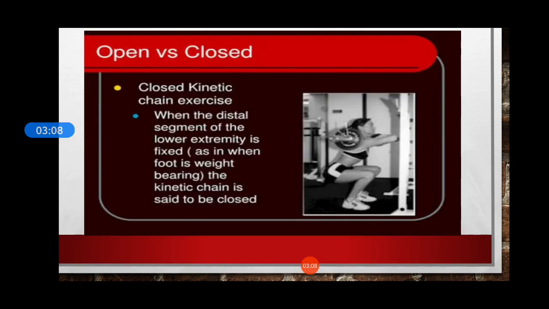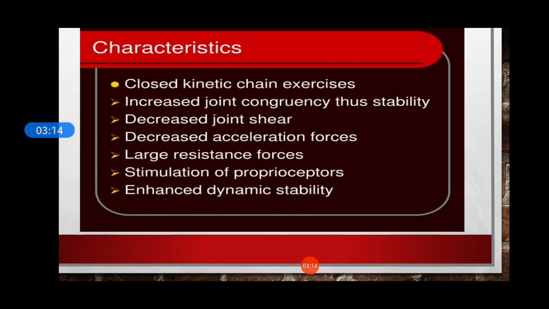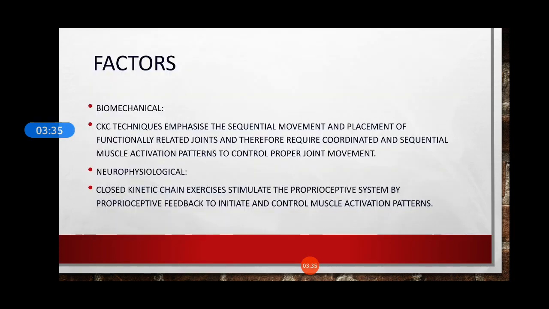Now, closed kinematic chain is when the distal segment of the extremity is fixed, or we say it is closed. So here there is increased joint congruency, thus the stability factor plays an important role. There is decreased joint shear forces, decreased acceleration forces, and large resistance forces occurring. We can say the closed kinematic chain plays an important role in stimulation of proprioceptors.